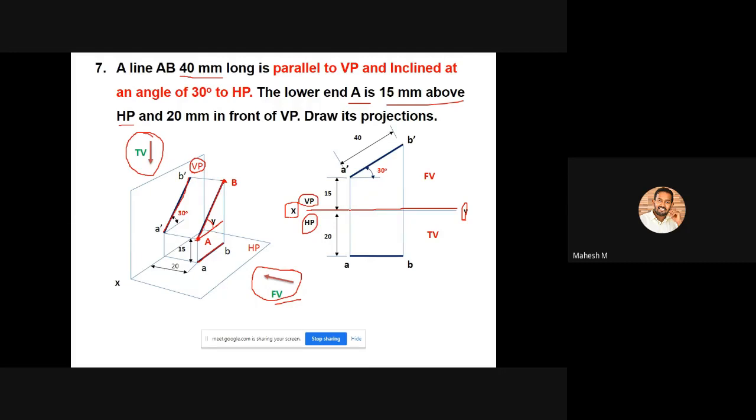So you have to pick a point that should have a 15 mm distance from the reference line. From here, you create a point 15 mm above. You can name it A dash because it is the front view. Then also, you have to create a point 20 mm in front of VP. If it is in front, you have to pick a point 20 mm below the reference line. Here it is 15 mm and here it is 20 mm.